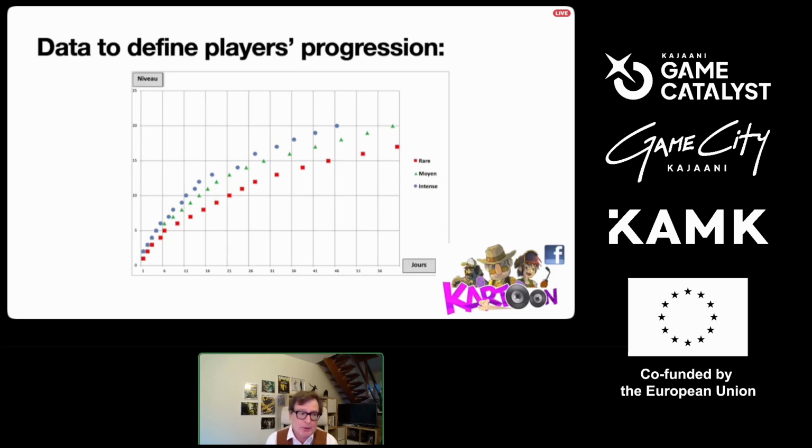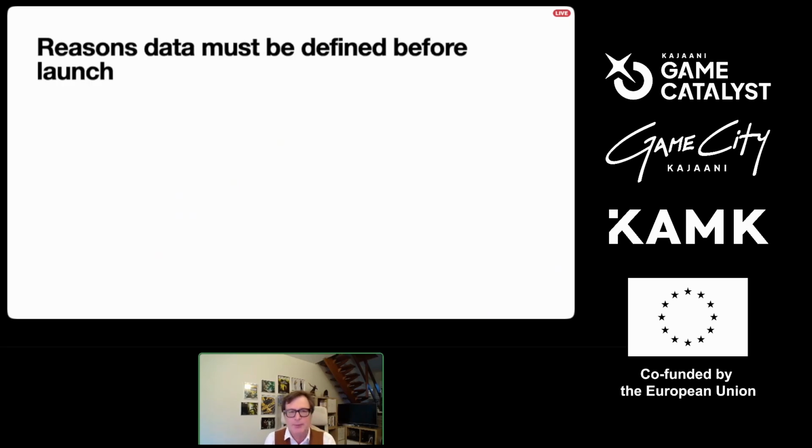And of course, that's the topic of today, data can be used to build players' progression. So this chart is taken from Cartoon. It's a Mario Kart-like game I designed a few years ago. So this is kind of the ideal progression, fast during the early days and much more time consuming later on. On the horizontal axis, you've got the days the player is playing, and on the vertical axis, you've got the levels they reach. And we've got here 3 curves because it depends on how much the player is playing. So I will come back to that a little bit later.